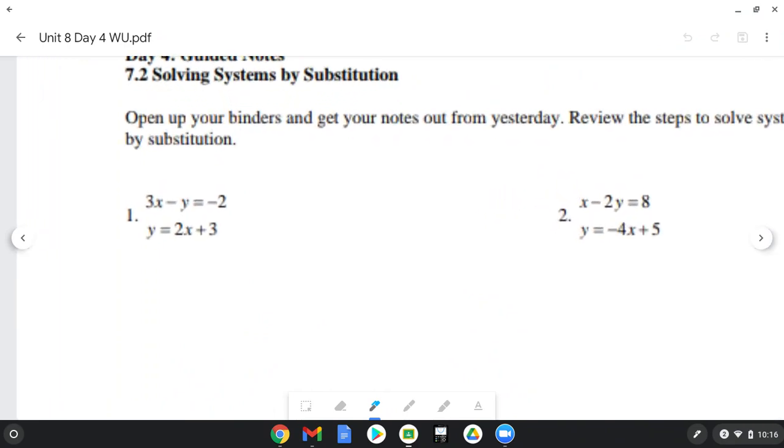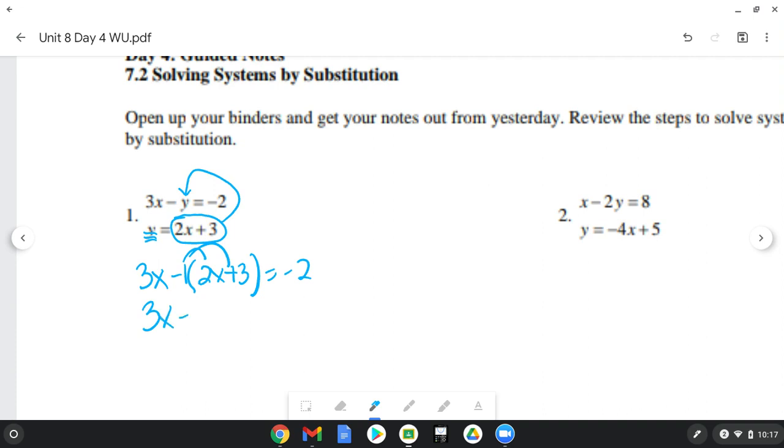Number 1, we look to see which of the two equations has a y equals or x equals, and I see the bottom has a y equals, so that's what I circle. And I'm going to plug it in for y up above since it says y equals. So now if we rewrite this, it'd be 3x minus, and instead of writing a y, we write my 2x plus 3 in parentheses. I distribute this negative 1 that's in front into the parentheses.